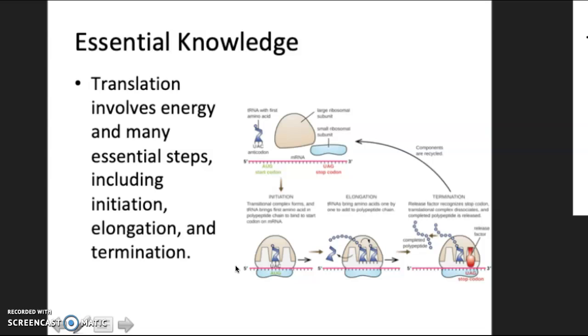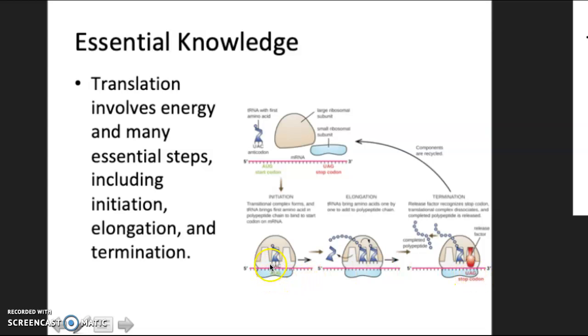The next piece of essential knowledge is that translation involves energy and many essential steps, including initiation, elongation, and termination. So transcription actually has the same 3 steps: initiation, elongation, and termination. But when we're dealing with translation, when we did the biozones on Tuesday, we talked about the start codon, which, if you can see here, is AUG. And we talked about the stop codons, one of which is UAG here.